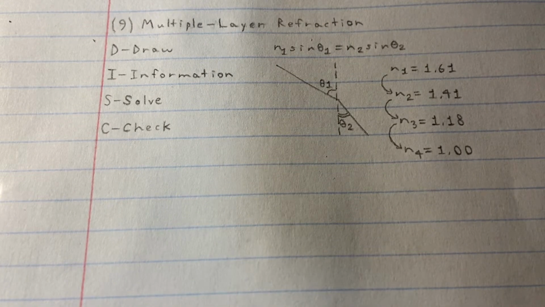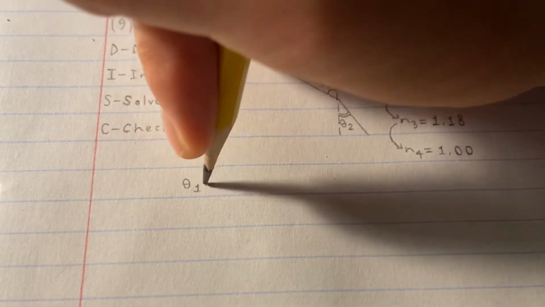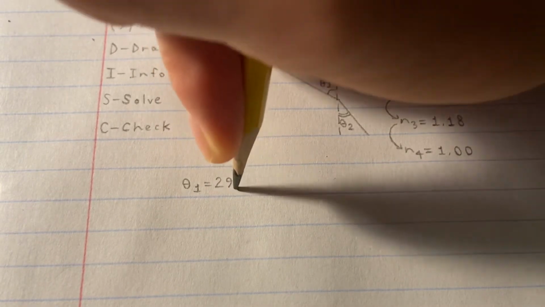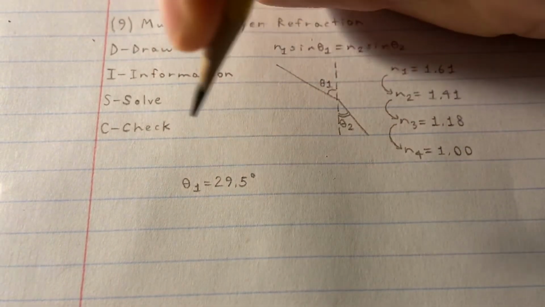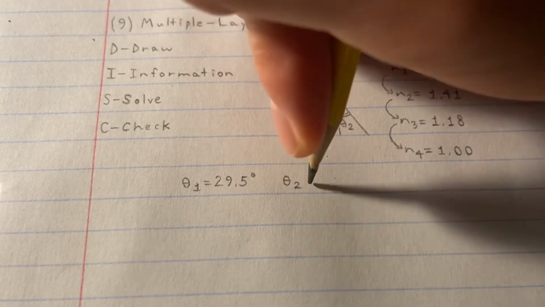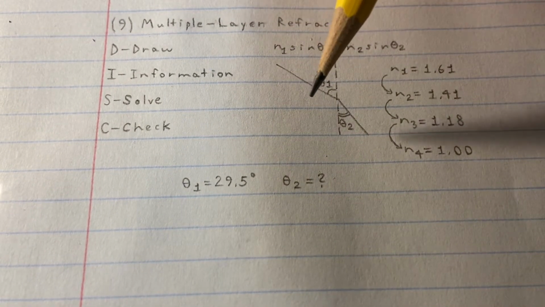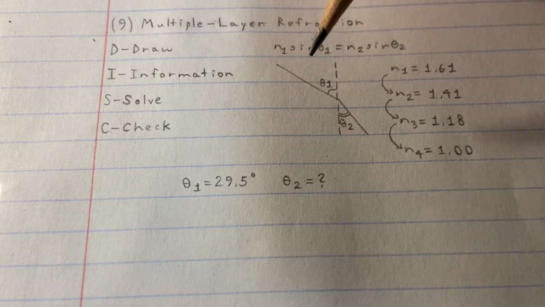Now, all of these are just the initial information. This problem does have 2 portions, and the first portion gives us even more information. It asks us, given theta 1 is equal to 29.5, what is the angle theta 2 of the emerging beam?